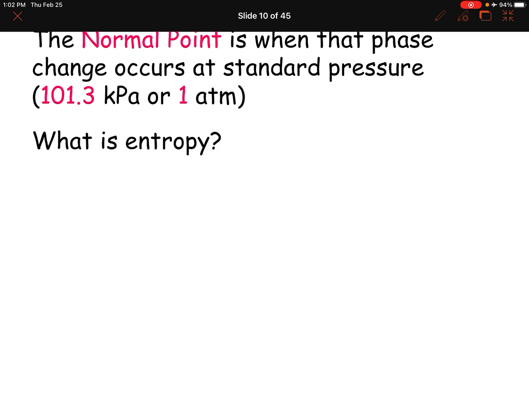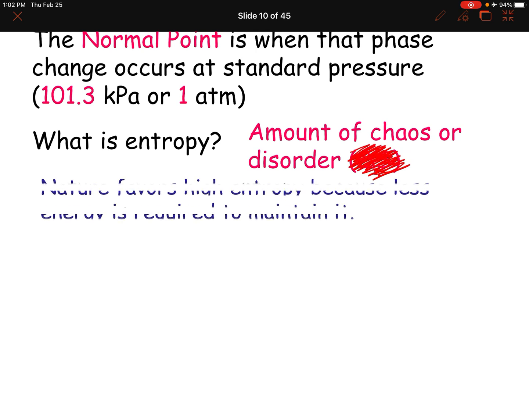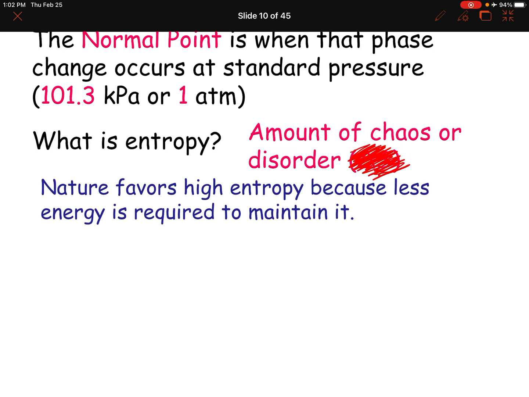I believe the last thing we're going to do today in our notes is entropy. Entropy is the amount of chaos or disorder. In the honors class, we'll talk about that being delta S, but we don't need to go into that right now. Nature favors high entropy because less energy is required to maintain it.